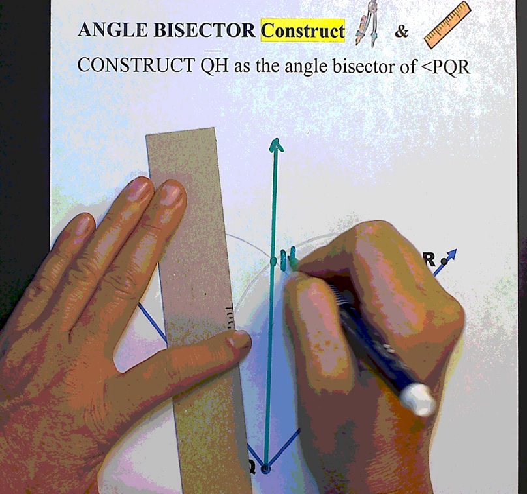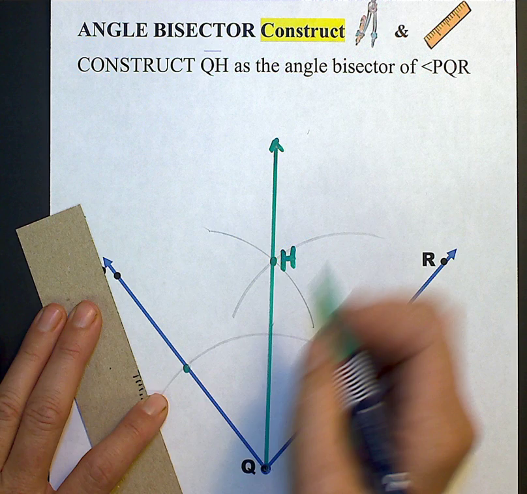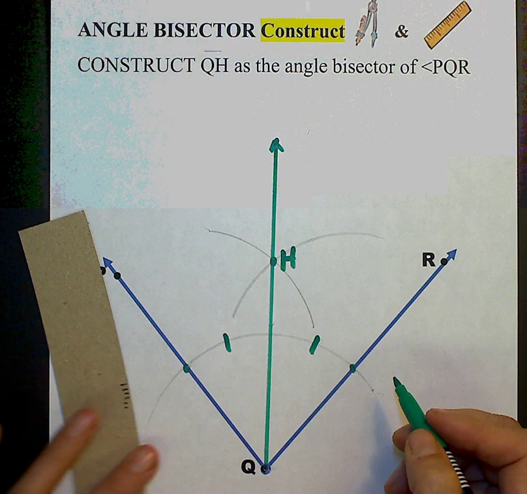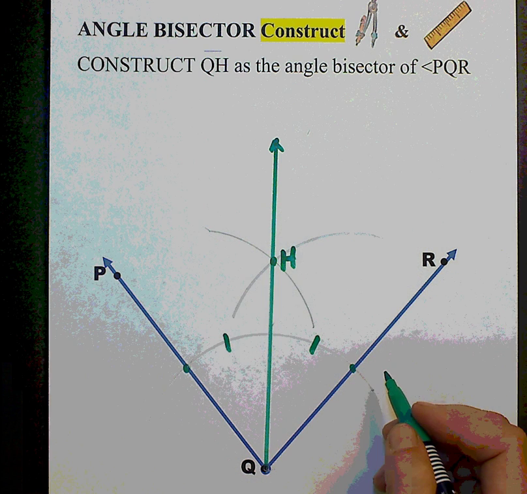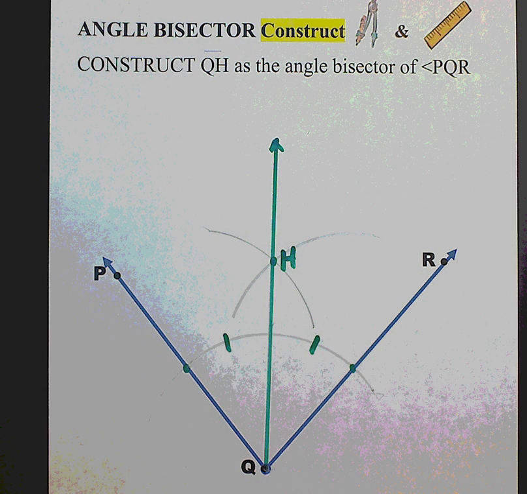That's going to be our point H. And we have now precisely constructed a bisector of angle PQR.